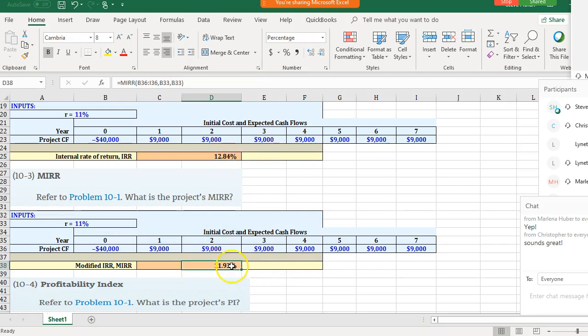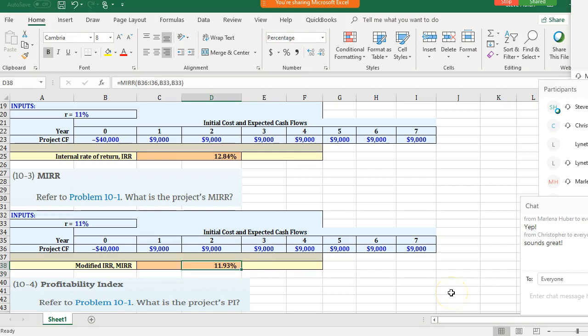So all the same inputs, the only thing that's different is the formula. And now it brings into account the 11% up here. The IRR formula does not take that into account at all. So I want you to notice that too. MIRR does take the rate of return into account. IRR does not. And almost always the MIRR will be lower than your IRR. That's a very common scenario.